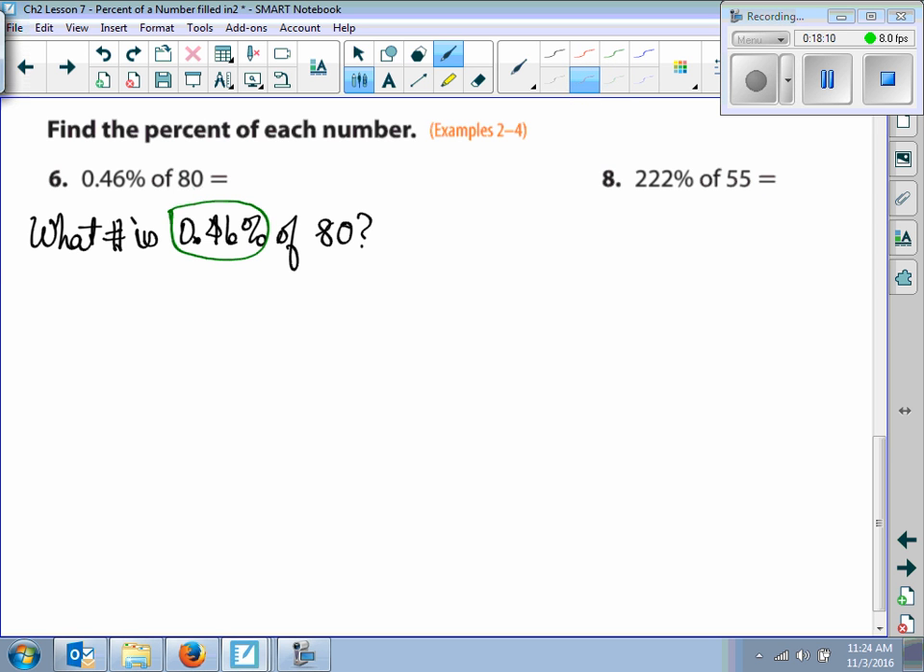And what is our part? Of 80. Very good. So of 80, oh no, I'm sorry, that's not the part, that's the whole. This is the whole. And this is the percent.